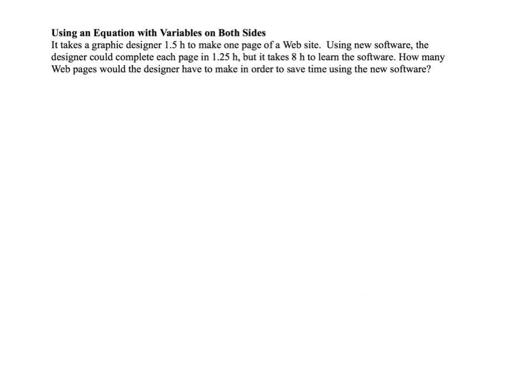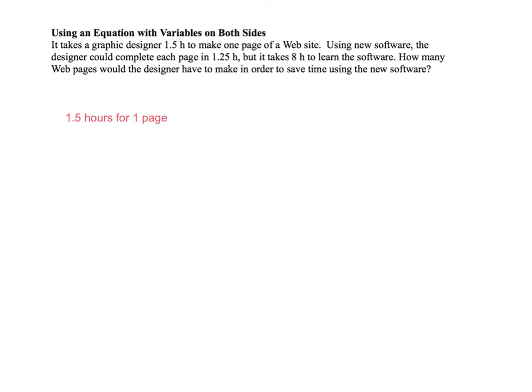Using an equation with variables on both sides. The first thing I want to point out is that since this is a word problem, we're going to have to write the equation. We're going to list everything we know, define the variable, and write an equation. But the title here says using an equation with variables on both sides. So when you write the equation, you should have variables on both sides. So let's begin by listing the information that we're given.